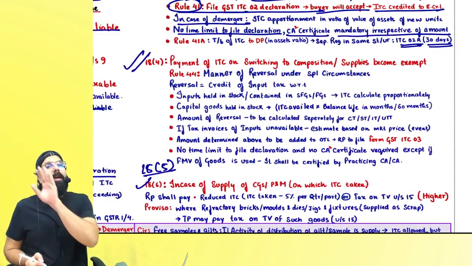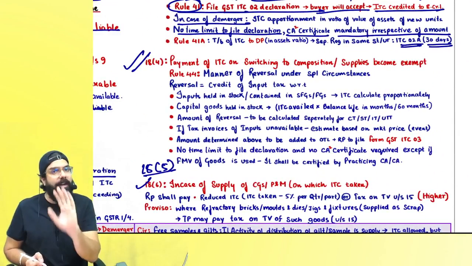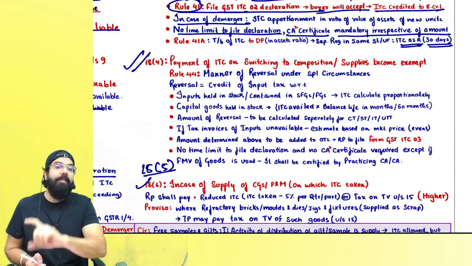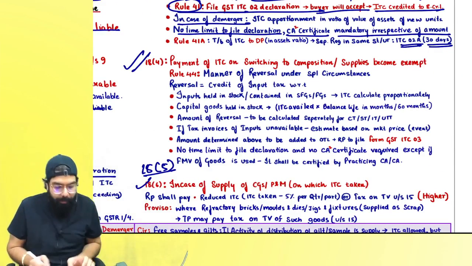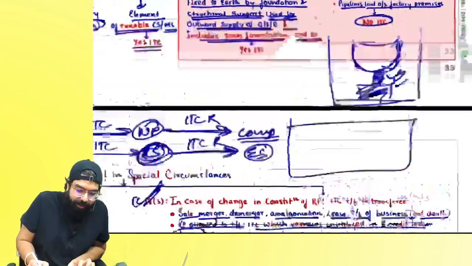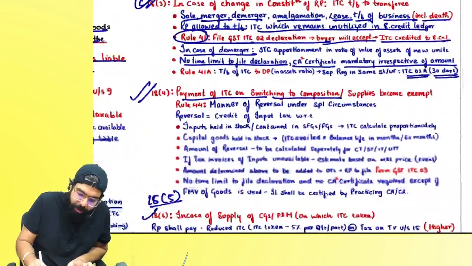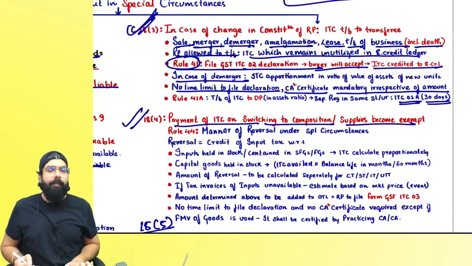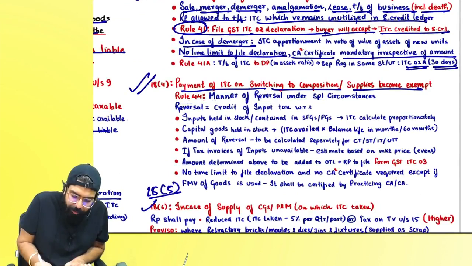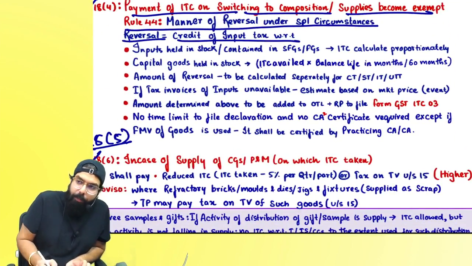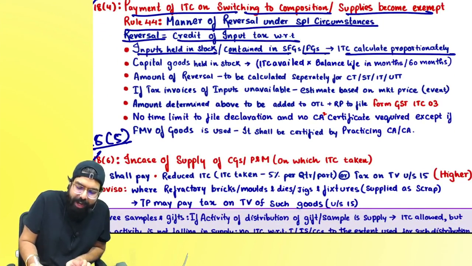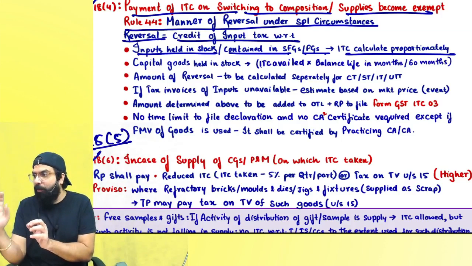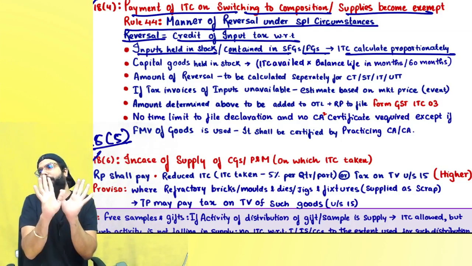Reversal, always remember one thing: whatever stock is remaining, the reversal of stock has to be done in full. For capital goods, the reversal is the ITC taken divided by 60 months, multiplied by the remaining months. Right everyone? Always remember, payment of ITC on switching to composition means a normal person becoming composition, or supplies becoming exempt supply, meaning the taxable supplies of a registered person might become exempt supply. Then rule number 44 talks about the manner of reversal, which says credit of input with respect to input in stock, semi-finished goods and finished goods, ITC calculated proportionately. Basically, you have to pick up the invoices where you have taken the credit, then that much amount has to be reversed. Right everyone?